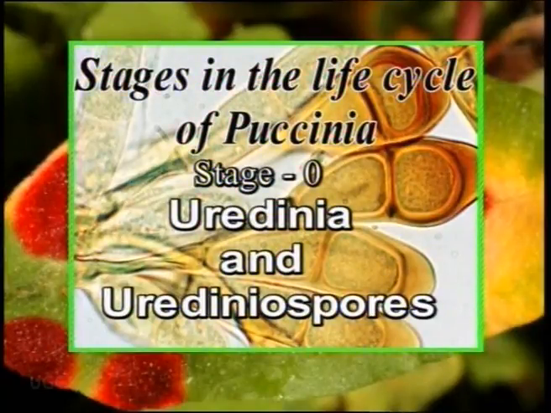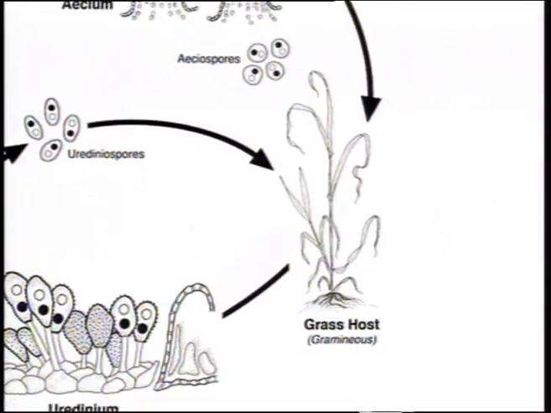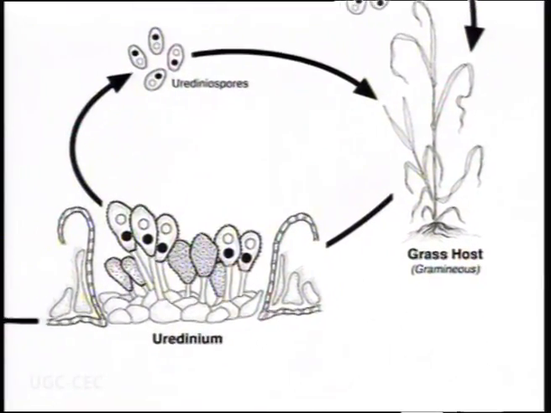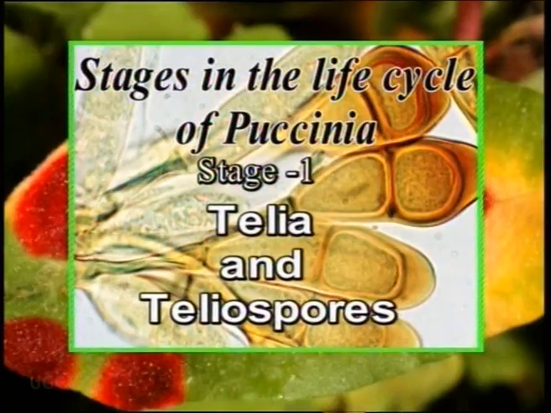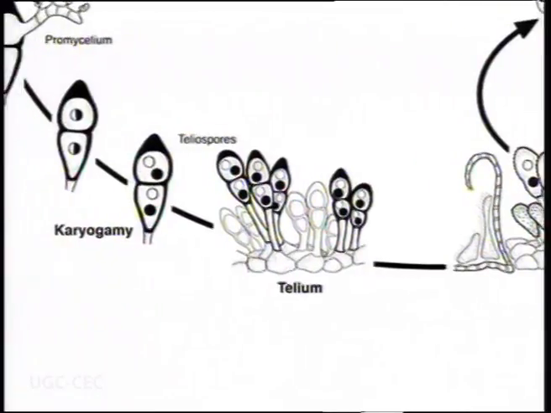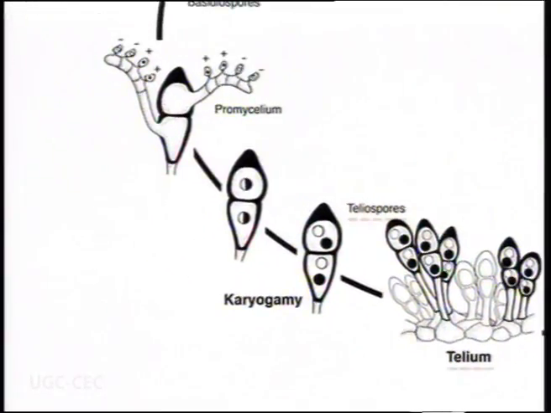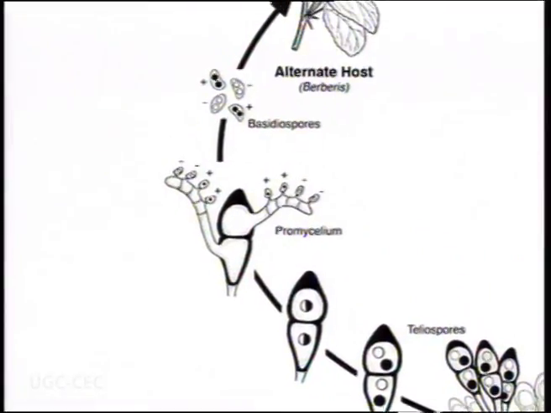Stage 0, Uredinia, bearing urediniospores, which are dikaryotic. Stage 1, Telia, bearing teliospores, which are again dikaryotic. Stage 2 is Basidia, bearing basidiospores, which are uninucleate.